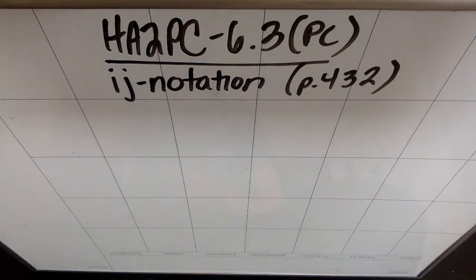This is Honors Algebra 2 Pre-Calc. We're doing 6.3 in Pre-Calculus, and today in this video we're going to talk about IJ notation from page 432.